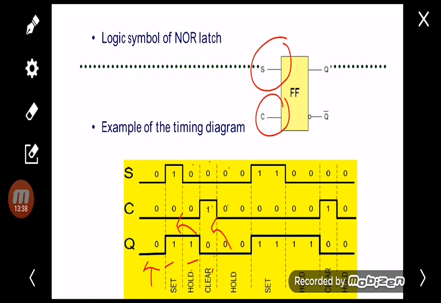1 0 is set, 1 0 is also set, 0 0 hold, 0 0 is hold again, and 0 1 will be clearing the Q, and 0 0 will hold.